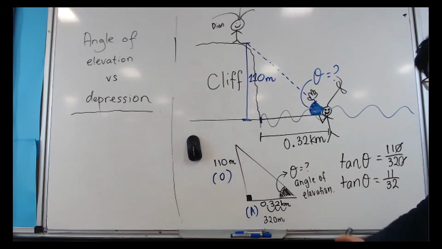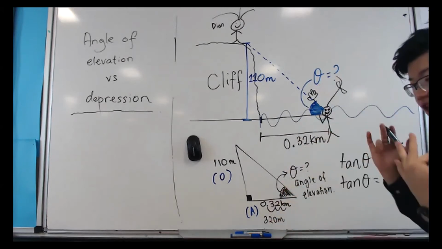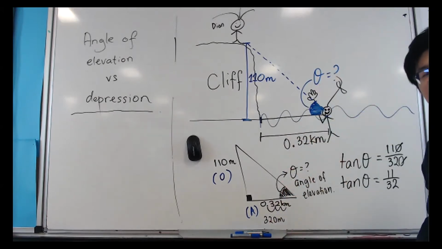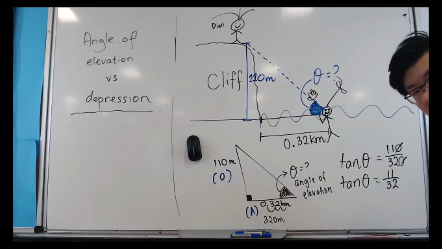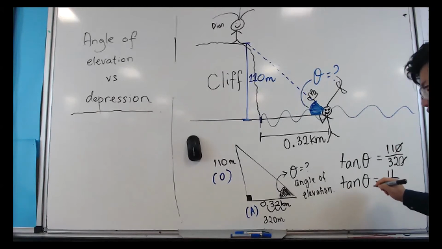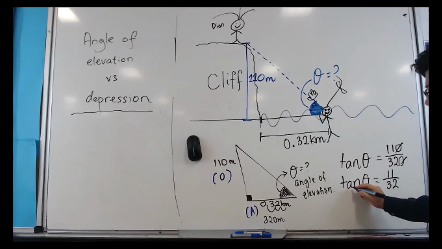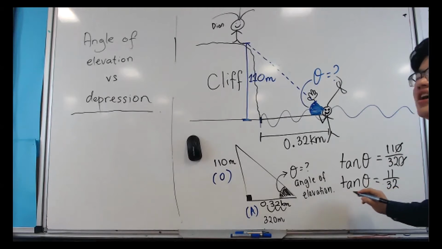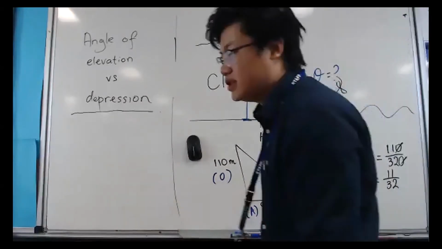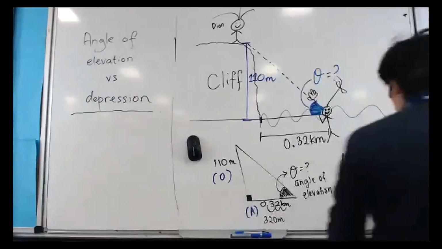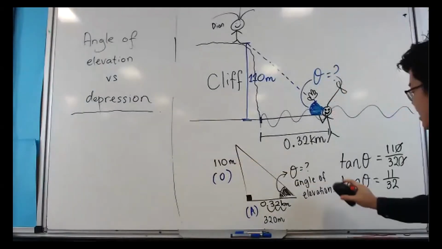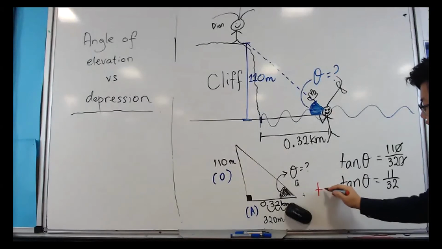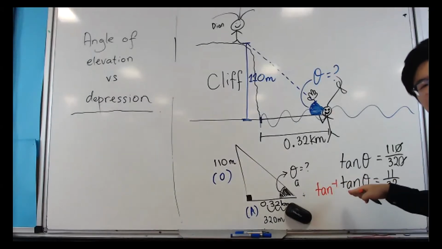Now, what are we looking for? Norman, what are we looking for? The angle of elevation. Very good. So we're looking for theta. How are we going to get rid of tan? Arc tangent. Very good. So I'm going to pop arc tangent in front of it, and that would get rid of tan, isn't it?